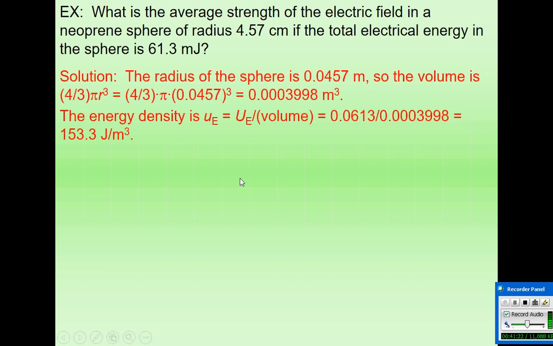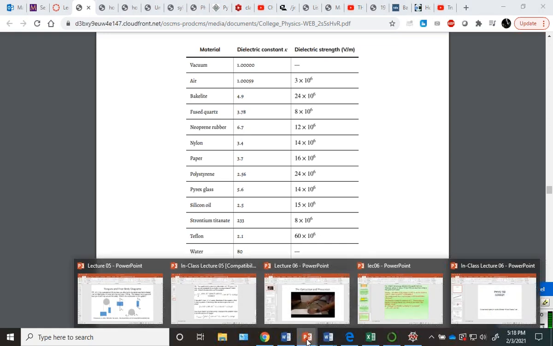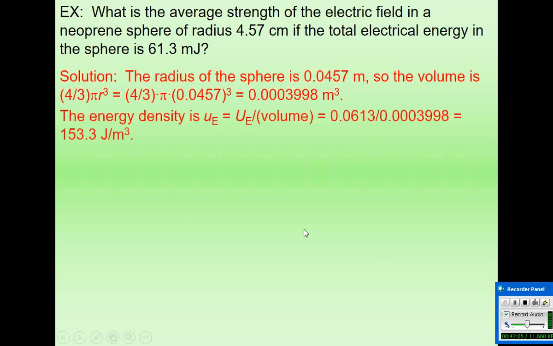So I have one side of the equation on the previous slide, little u subscript e. On the right-hand side, I have 1/2 times kappa times epsilon naught times E squared. I'm trying to find E, and epsilon naught is a constant. But kappa, that's the dielectric constant, and I have this material neoprene. So I'm going to look up the dielectric constant of neoprene, and neoprene has a dielectric constant of 6.7, a unitless quantity, mind you. Let's use it for kappa.